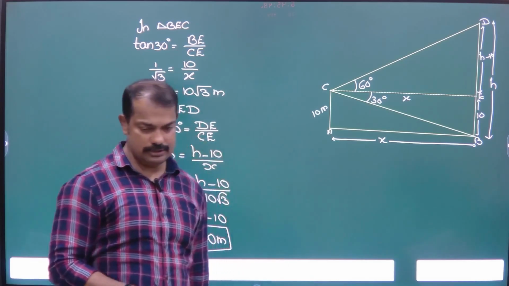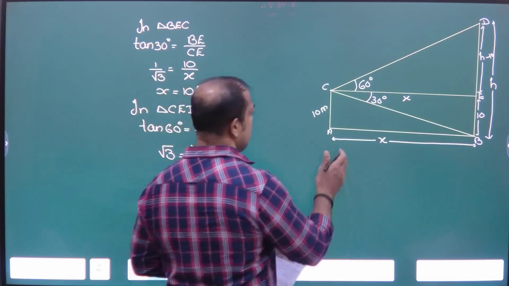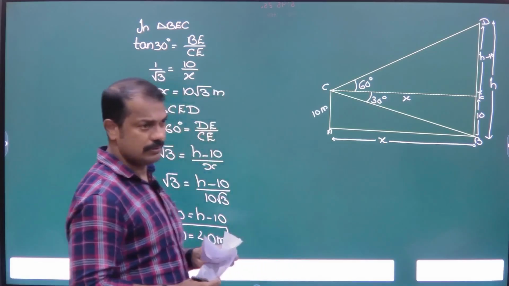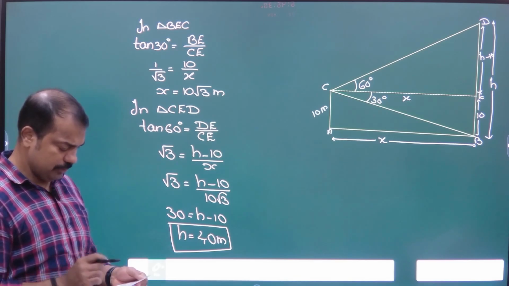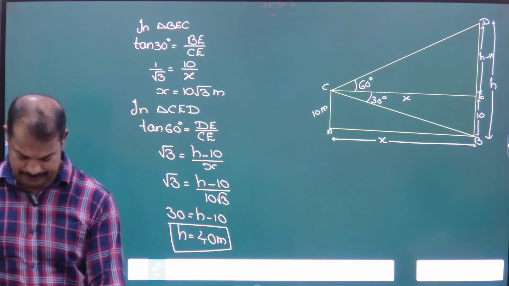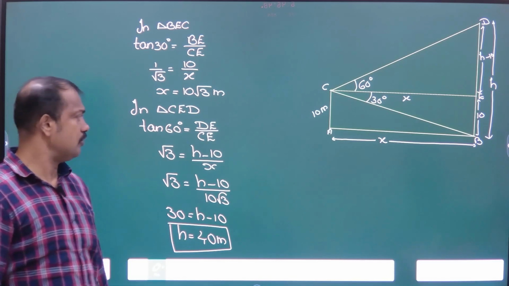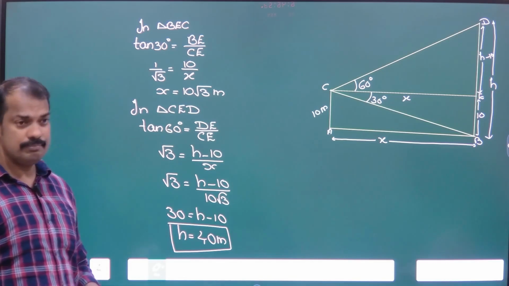The distance of the ship from the base of the hill is equal to 10 root 3 meter, and height of the hill is equal to 40 meter. ये है ना शिप, ये शिप का पोजीशन ही दे. क्वेश्चन में क्या पूछा? डेक ऑफ द शिप नहीं है. शिप का सेम लेवल है ना, ये सेम लेवल है, तो वही सेम डिस्टेंस हो गई. Clear? Clear?